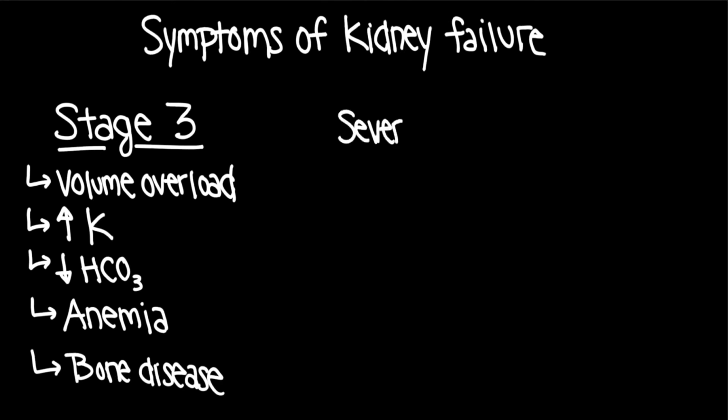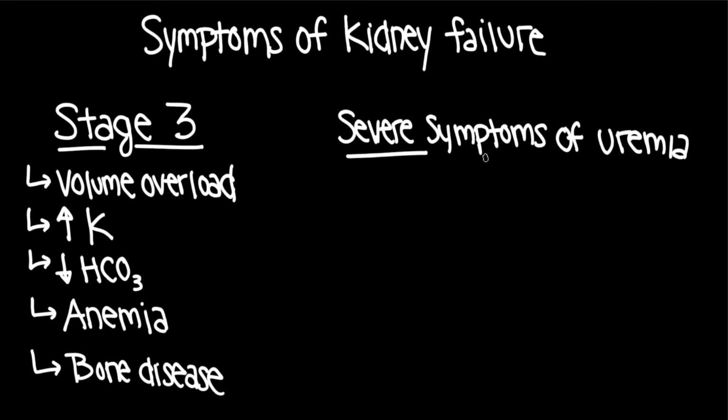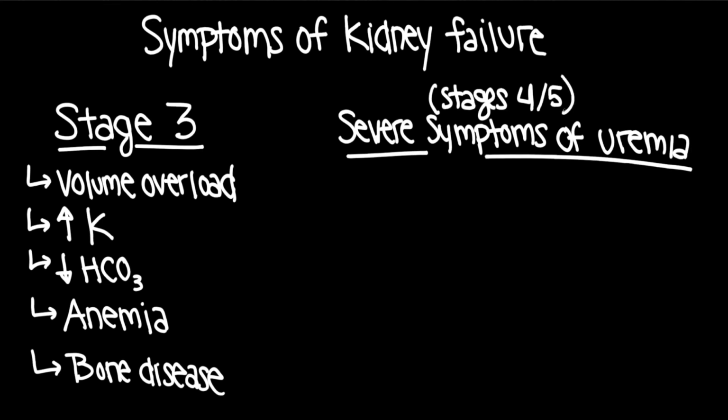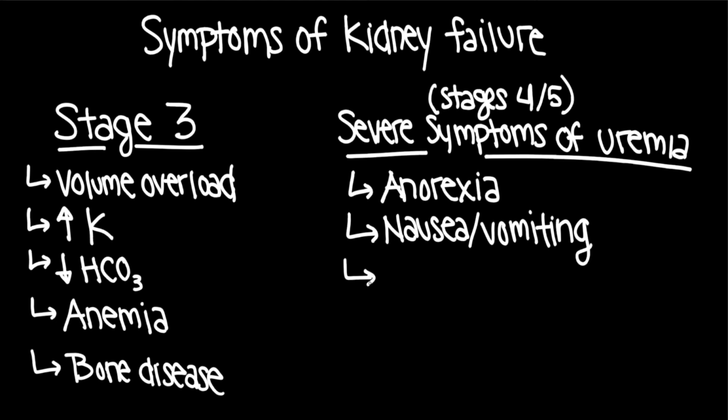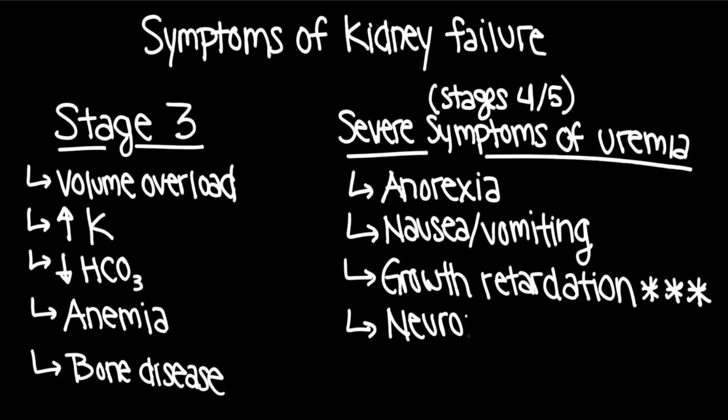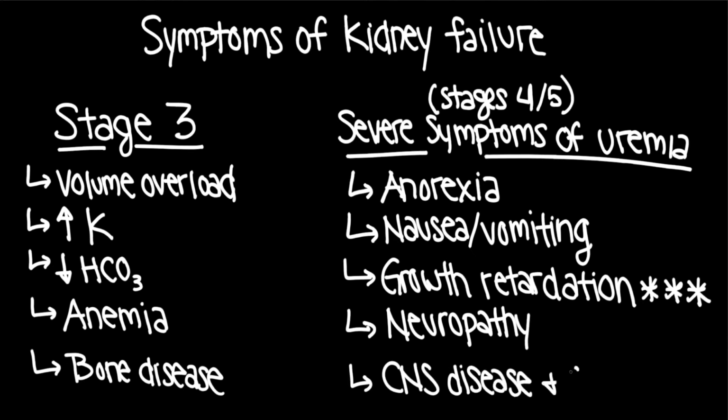Now, severe symptoms of uremia start to present at around stage 4 or 5 of CKD, and these symptoms include anorexia, nausea and vomiting, growth retardation, which is particularly important for our pediatric patients, neuropathy, CNS disease, and cardiovascular disease.